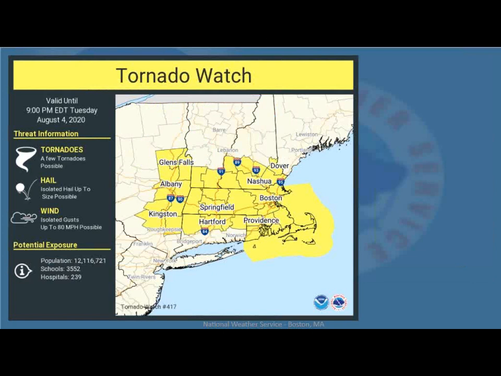On that day, when SPC issues a tornado watch in collaboration with us, it's not just the threat for tornadoes, but there's also the threat for damaging straight line winds, in this case up to 80 miles per hour, and also isolated hail, although that's more like a secondary threat.